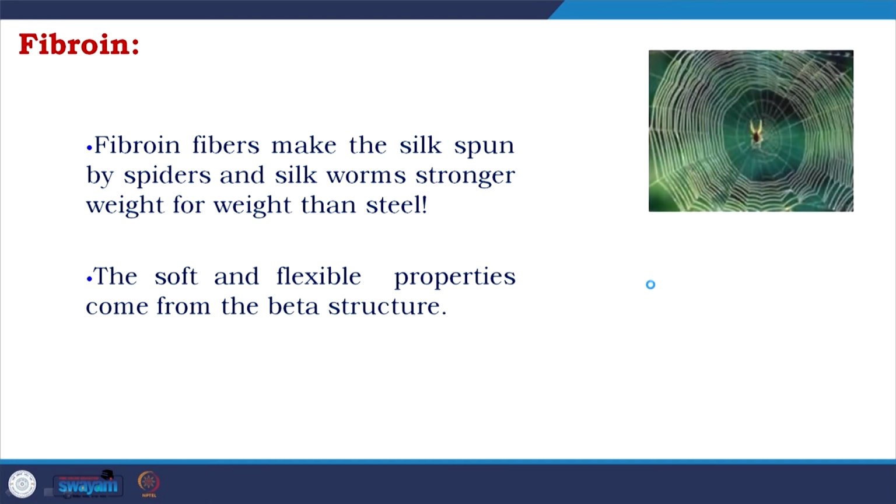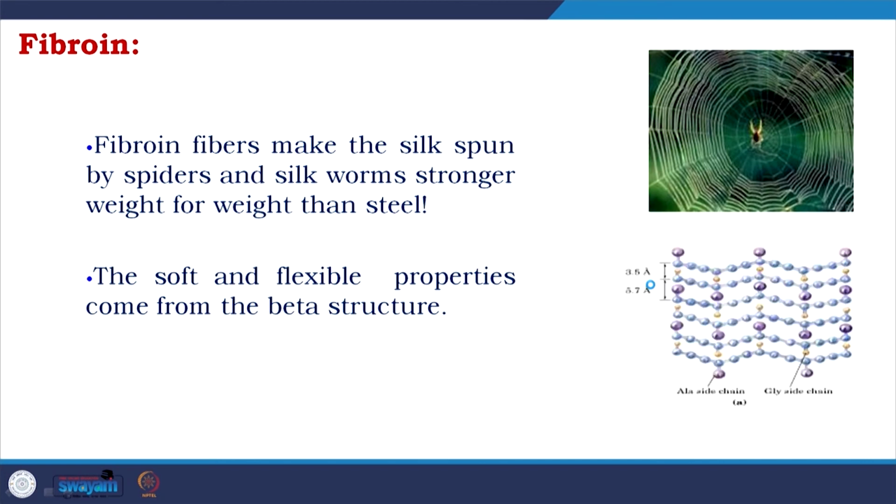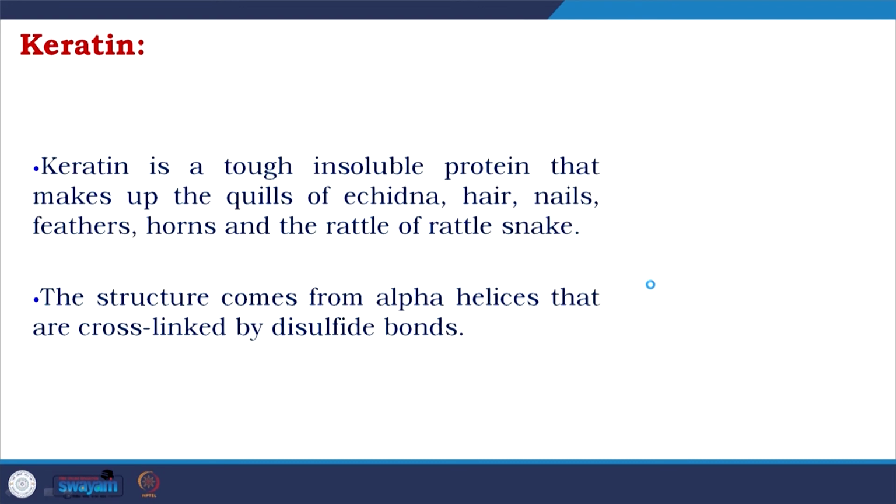Fibrin fibers make the silk spun by spiders and silkworms stronger weight for weight than steel. So, you all have seen how the spiders develop their nets. These are majorly fibrin protein. The soft and flexible properties come from the beta structure. So, this is the molecular structure where you see the presence of glycine side chains and alanine side chains. They are actually giving the structural rigidity.